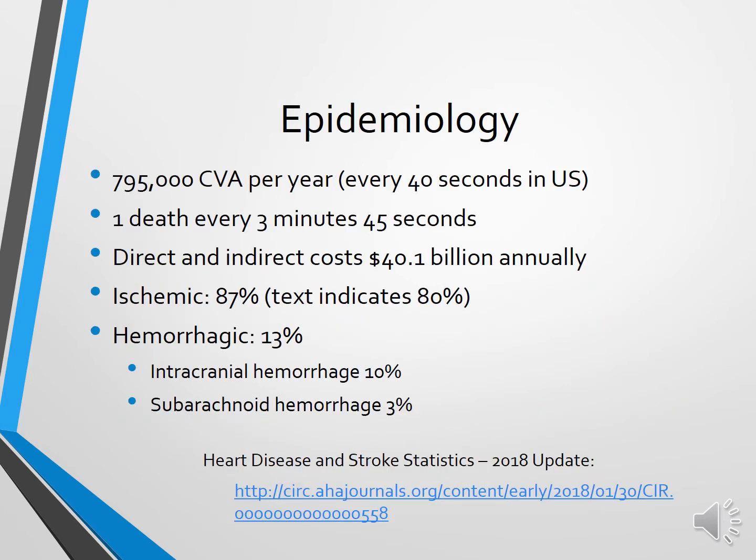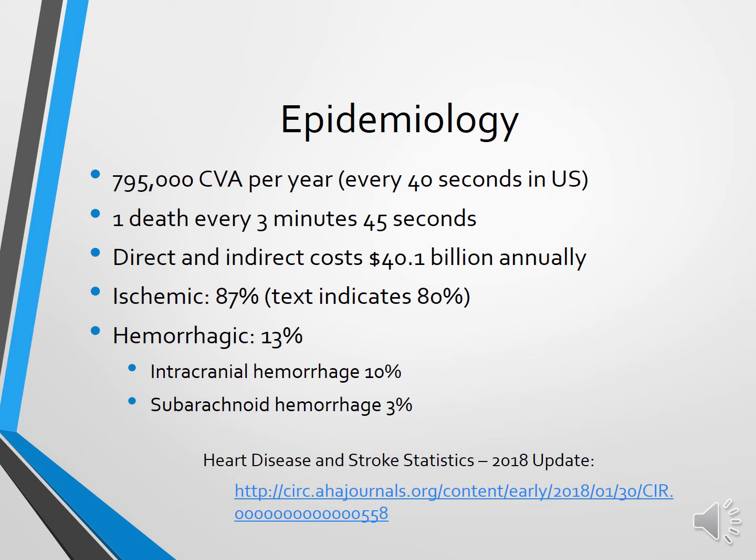So what's the scope of the problem with stroke? Almost 800,000 new cases per year, which works out to every 40 seconds in the United States. One death, a little bit more often than every 4 minutes. Costs us about $40 billion annually.